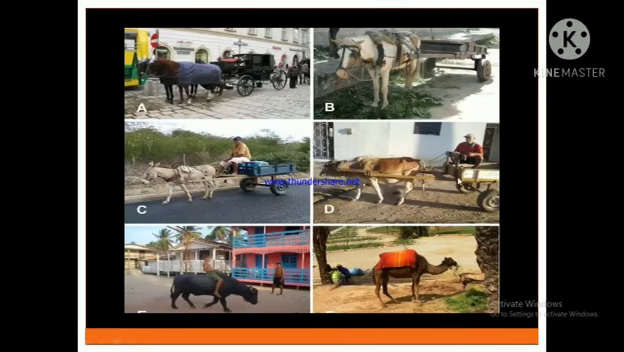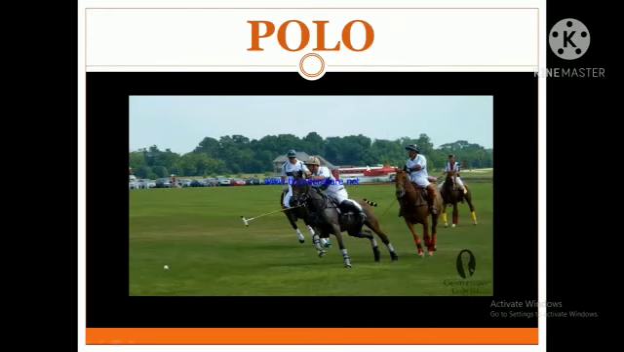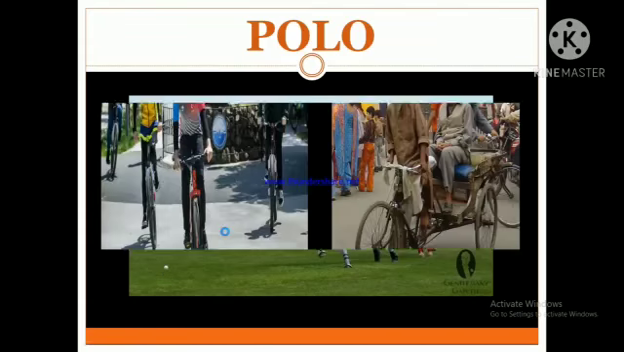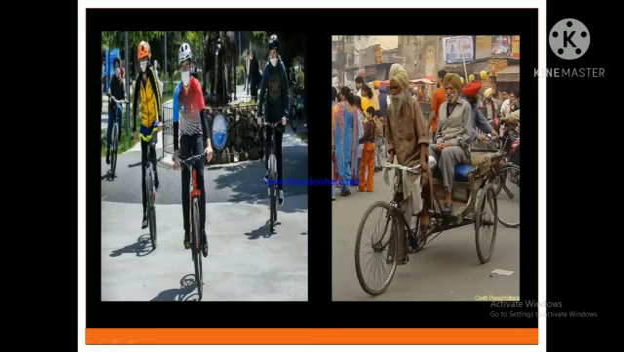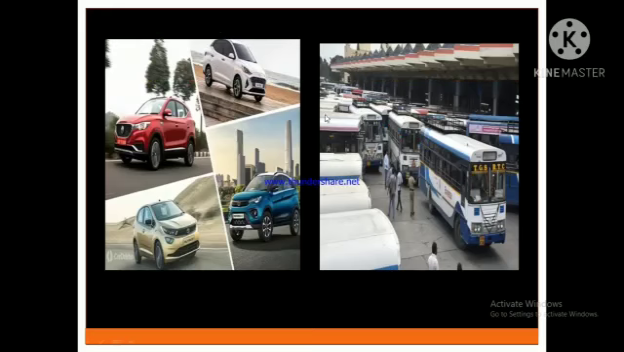Students, have you seen polo? It's a game similar to hockey. But in this, people ride horses rather than running to the goal. Bicycles and rickshaws are used to travel short distances, whereas cars and buses are used to travel long distances.